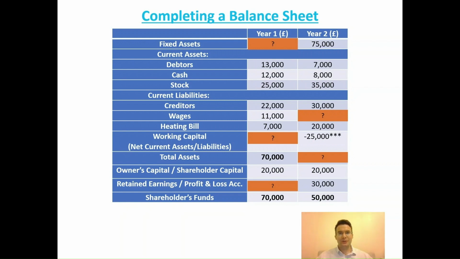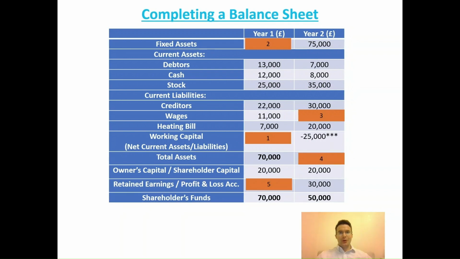So what is shareholders' funds? Well, it's essentially the amount of equity within a company that belongs to the shareholders. The way it's calculated is owner's capital plus retained earnings. As you can see, in year 2, 20,000 plus 30,000 equals 50,000. And as I mentioned, the key thing about a balance sheet is that the total assets figure is always the same as shareholders' funds. So now you know what components make up a balance sheet, I've got a little activity for you.